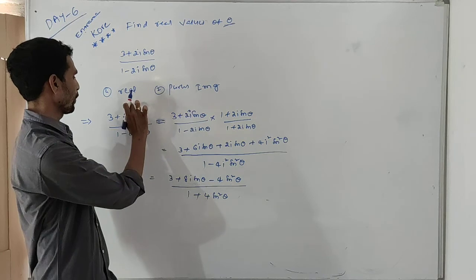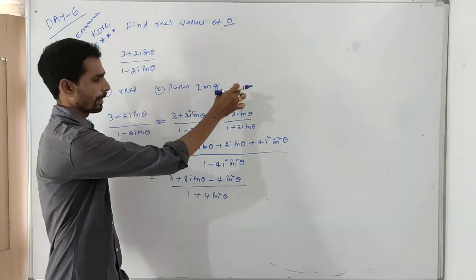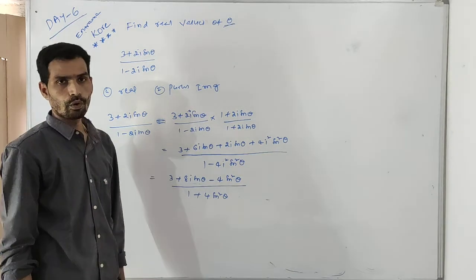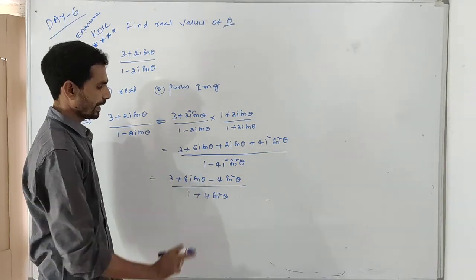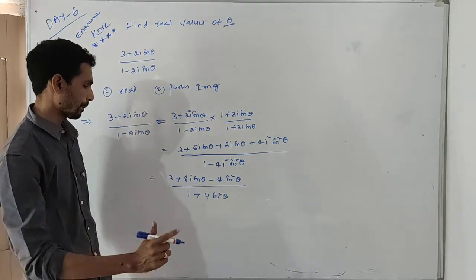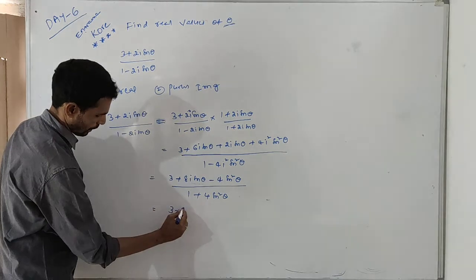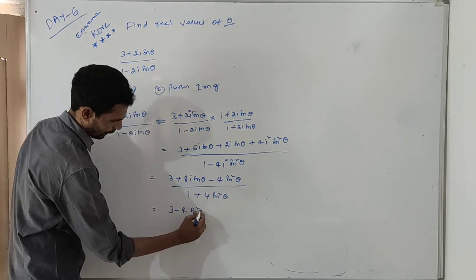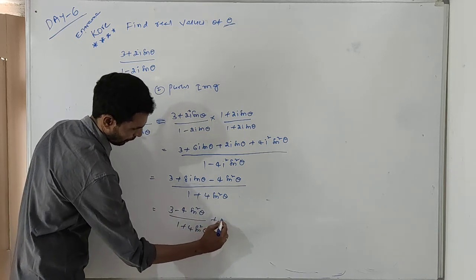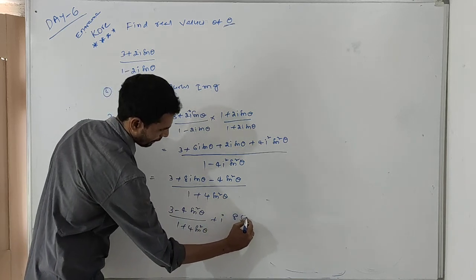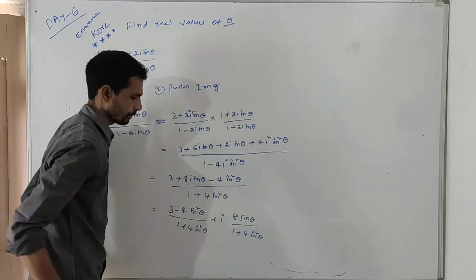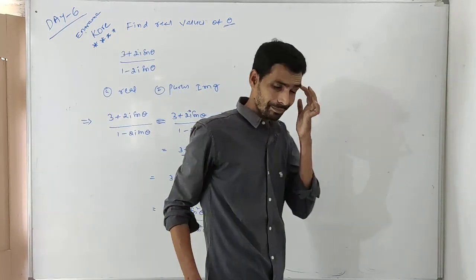Just a numerator by denominator is there. Rationalizing the denominator, we get a polynomial. Then after substituting i square equal to minus 1, what will we get? 3 plus 8i sin theta minus 4 sin square theta by 1 plus 4 sin square theta. Separate the real and imaginary parts. What is the real part here? 3 minus 4 sin square theta by 1 plus 4 sin square theta is the real part, plus the imaginary part is 8 sin theta by 1 plus 4 sin square theta. Up to here clear?